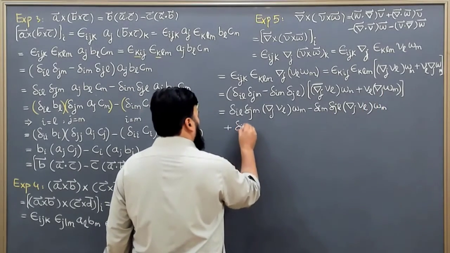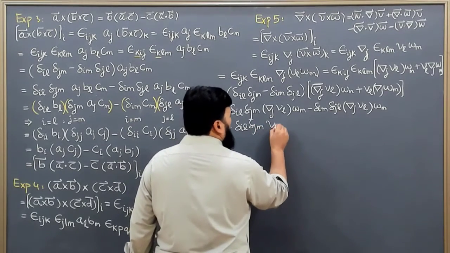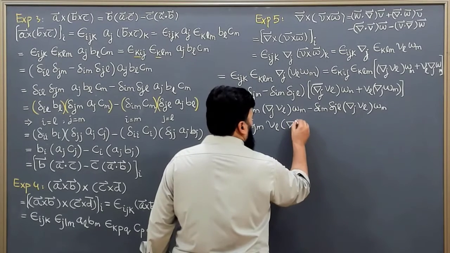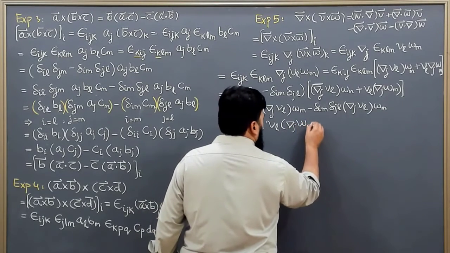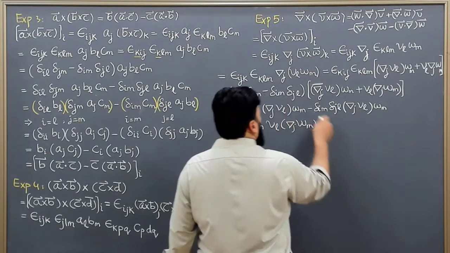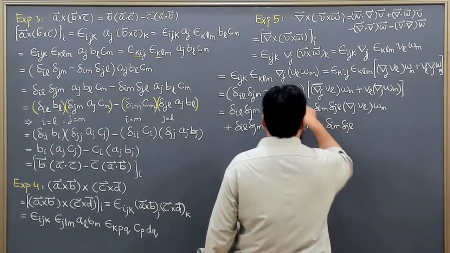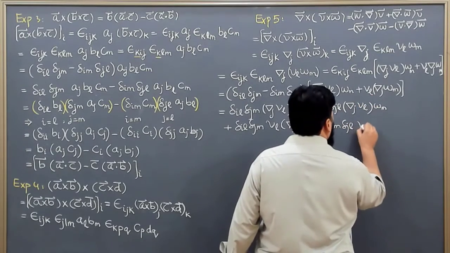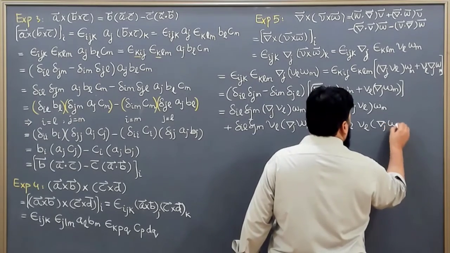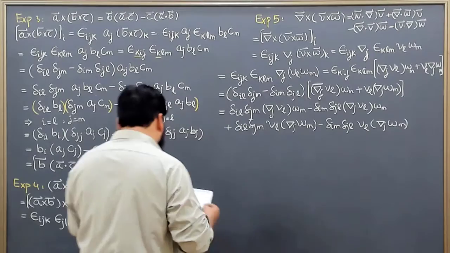So del_I (del_J V_M) and V_L del_J W_M minus del_I V_M del_J W_L, and this term which is V_L del_J and W_M. So we have finally this result.